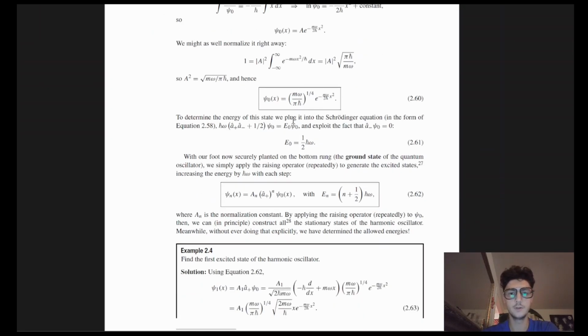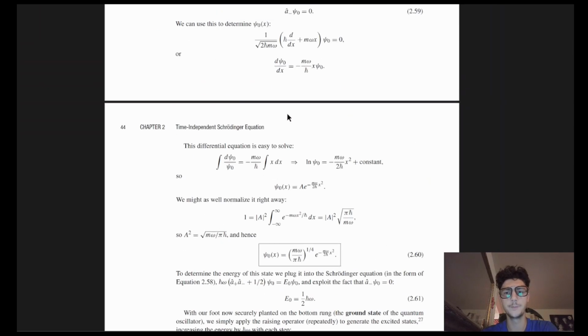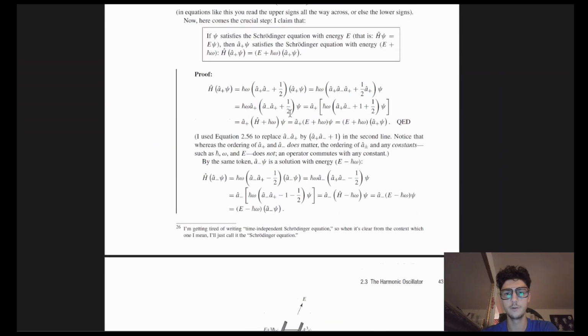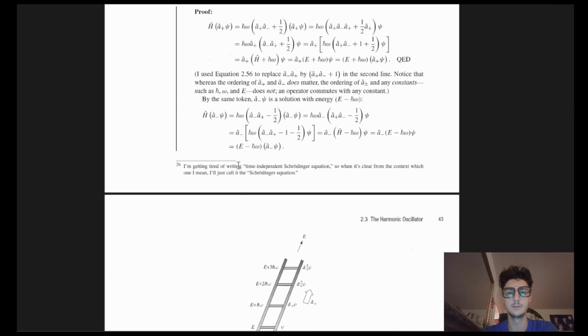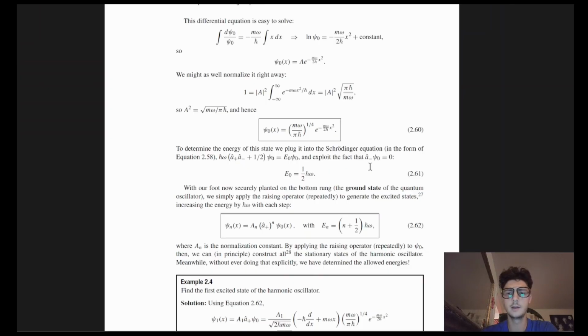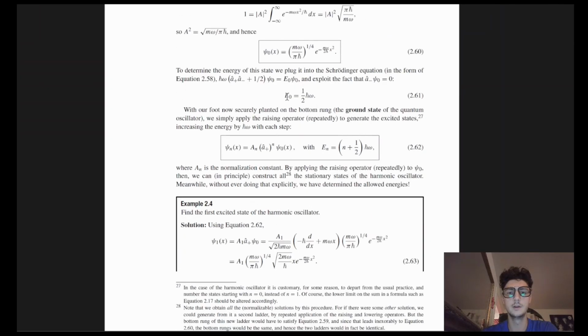To determine the energy of this state, we plug it into the Schrödinger equation in the form of equation 2.58. Let's just check 2.58. This one here. So this modified Schrödinger equation, we plug the psi in there and we find the energy, and exploit the fact that A minus acting on psi 0 is equal to 0. So E0 is equal to 1/2 h bar omega. This is the ground state energy of the quantum harmonic oscillator.